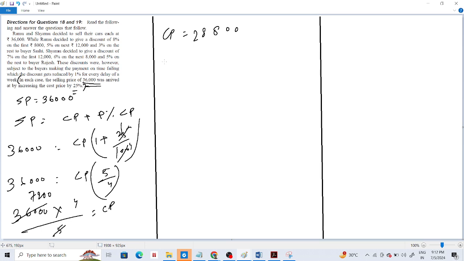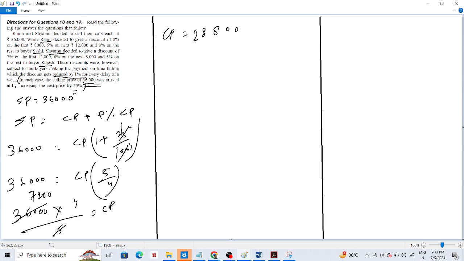Shamu decided that he will give 7% discount on the first 12,000, 6% discount on the next 8,000, and 5% discount on the rest to the buyer, Rajesh. Ramu sold it to Shashi and Shamu sold it to Rajesh. The discounts were subjected to the buyers making the payment on time. Otherwise, the discount will get reduced by 1% every week.